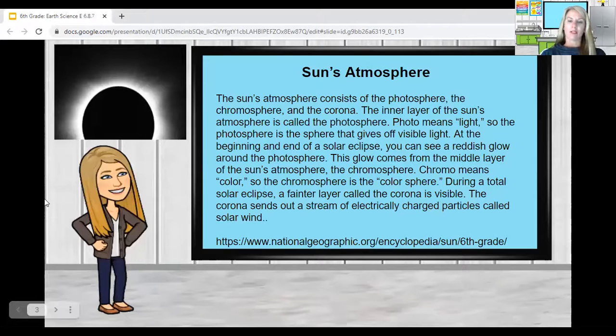The sun's atmosphere consists of the photosphere, the chromosphere, and the corona. The inner layer of the sun's atmosphere is called the photosphere. Photo means light, so the photosphere is the sphere that gives off visible light. At the beginning and the end of a solar eclipse, you can see a reddish glow around the photosphere. This glow comes from the middle layer of the sun's atmosphere, the chromosphere. Chromo means color, so the chromosphere is the color sphere. During a total solar eclipse, a fainter layer called the corona is visible. The corona sends out a stream of electrically charged particles called solar wind.